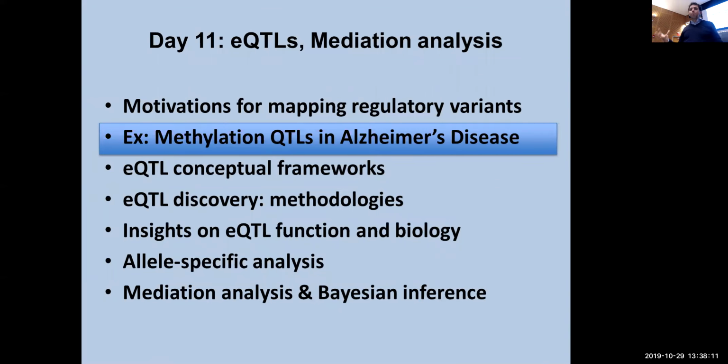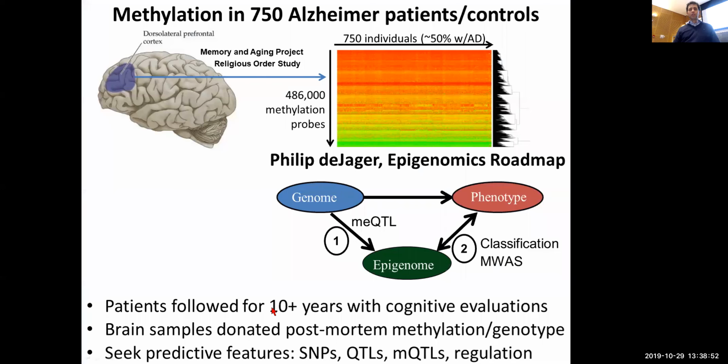So that's the motivation for mapping these regulatory variants and these intermediate effects. Let's start going through some examples of QTLs, these intermediate molecular phenotype QTLs, and specifically methylation QTLs in the context of disease. Then we're going to step back and ask, what is the conceptual framework within which we can understand eQTL action? What are some insights about eQTL biology from all of the discoveries? How do we complement eQTL analysis with a different type of analysis known as allele-specific analysis? And lastly, how do we put it all together in this mediation framework?